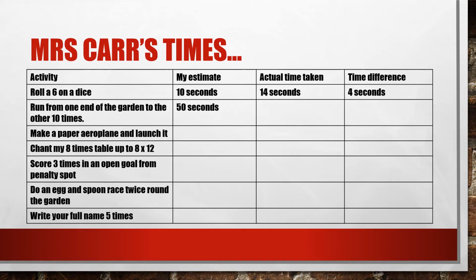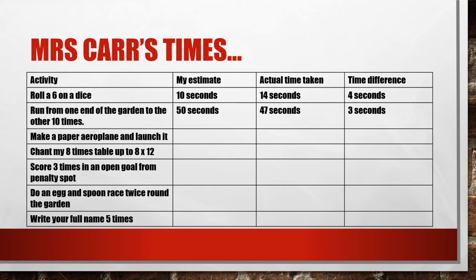Okay, so now look at the next activity. Run from one end of the garden to the other 10 times. I'm going to estimate 50 seconds to do that. So off I go, and my actual time taken to do it is 47 seconds. So I was 3 seconds quicker than my guess, and that's what we call the time difference.